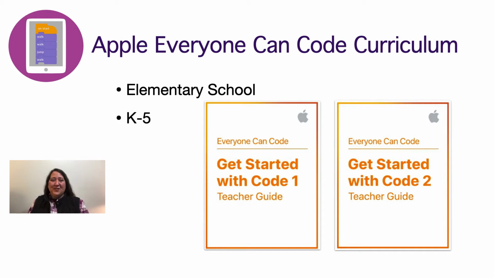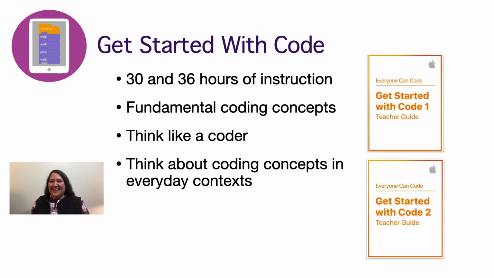For now, let's focus on the Get Started with Code 1 and 2 teacher guides designed for students in the elementary school grade levels of kindergarten through 5th grade. The Get Started with Code 1 teacher guide provides 8 lessons totaling 30 hours of instruction, and the Get Started with Code 2 teacher guide includes 10 lessons or 36 hours of instruction.